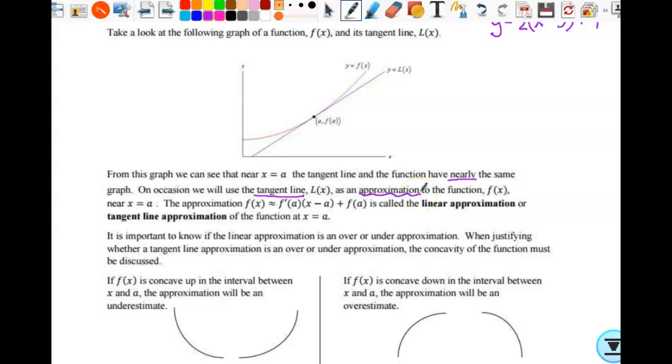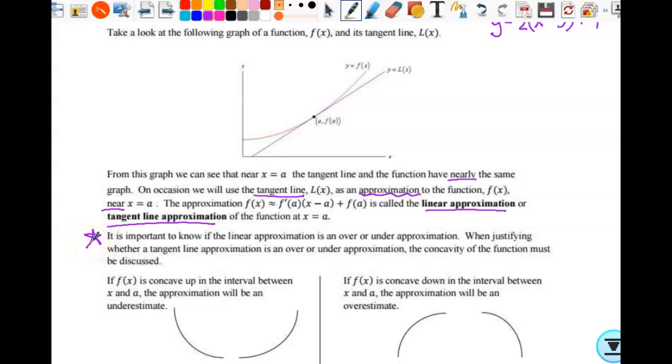Approximation near x equals a. So the approximation f of x is about f prime of a times this is called the linear approximation or tangent line approximation of the function at x equals a.